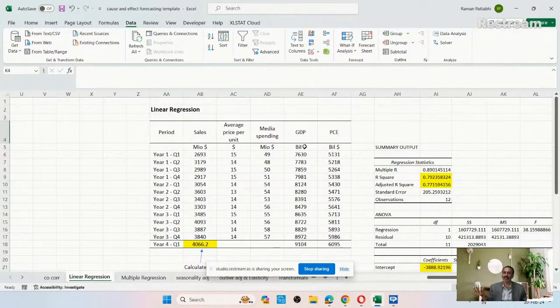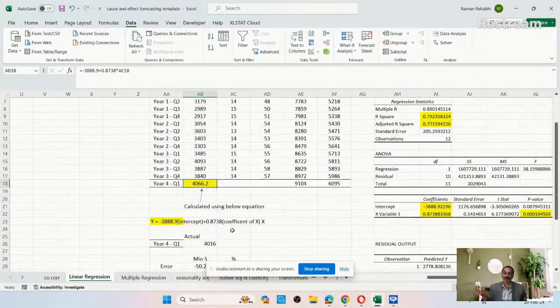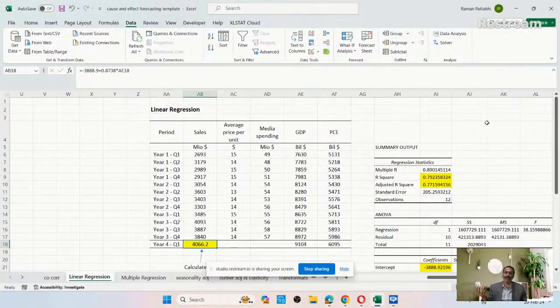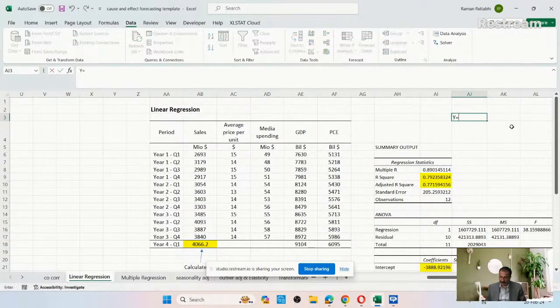In multiple linear regression, we may use multiple independent variables, but in simple linear regression, where the correlation was higher, we are going to use that in building a model. Okay, what we are trying to do is to forecast for year 4 quarter 1 by building a simple model. I hope all of you are aware that the model for simple linear regression is y = a + bx.